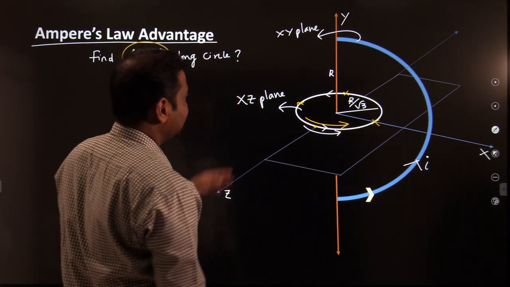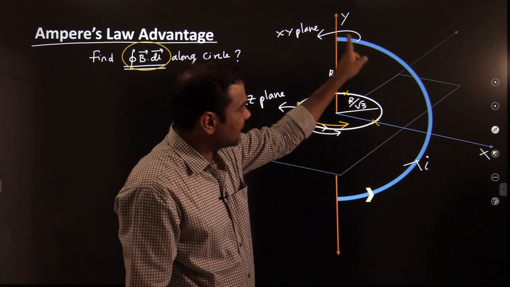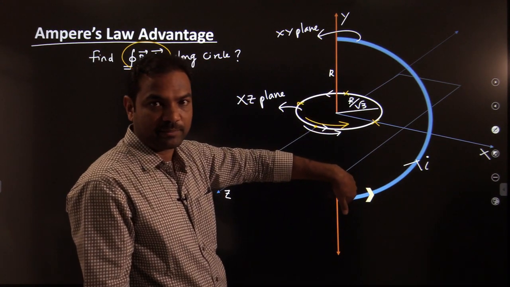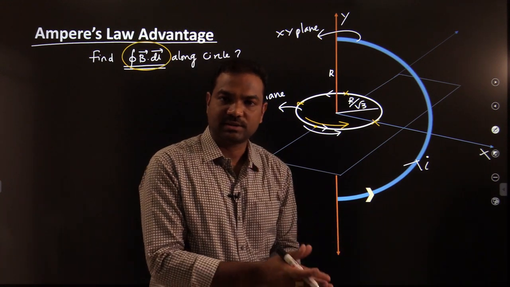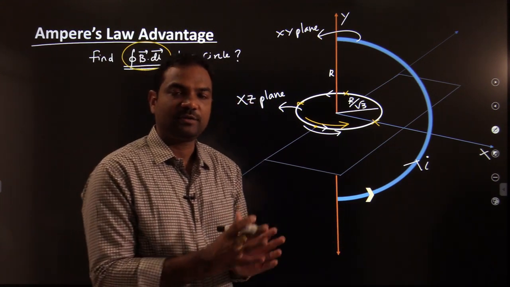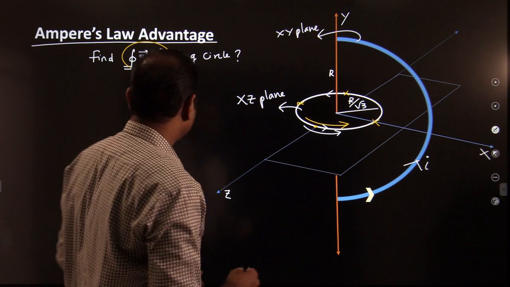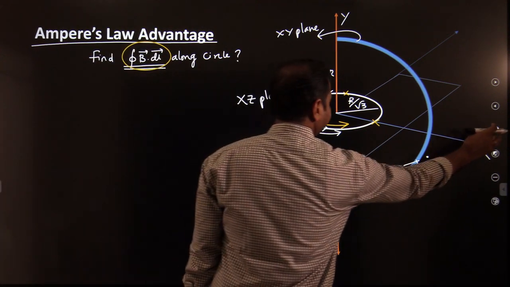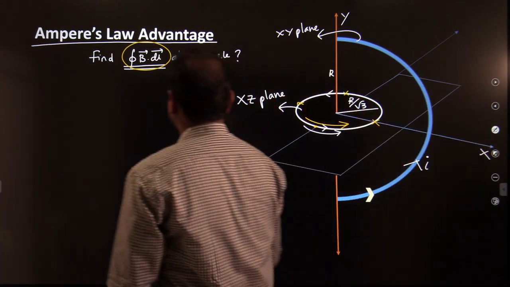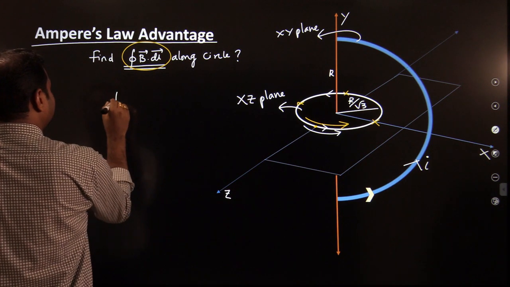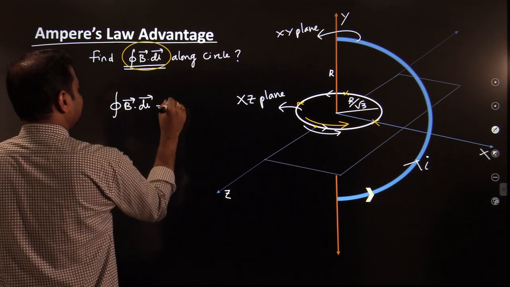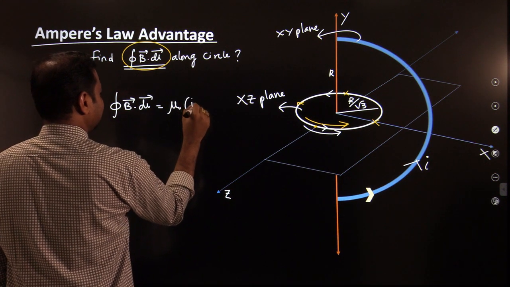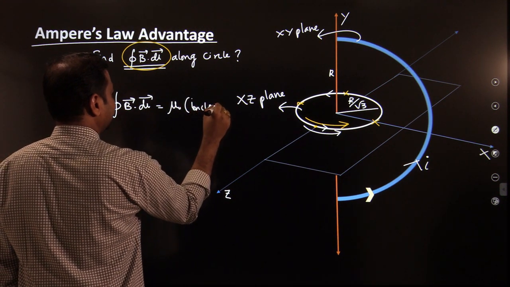This is again a finite structure. As it is a finite structure, we cannot apply Ampere's law. Ampere's law mostly fails for finite structures; it is valid for infinite structures. If I follow the same, I can write that the integral of B dot dl is equal to mu naught times I enclosed. Actually this is Ampere's circuital law, right?